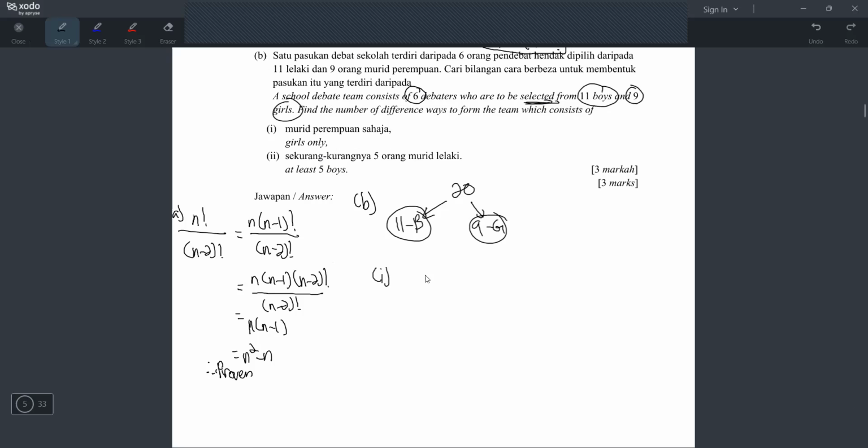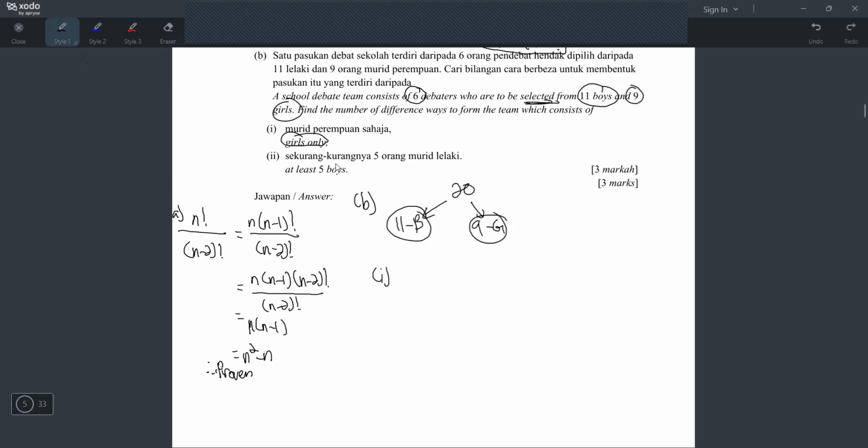Okay, if no condition, the answer will be 20C6. If no condition, because we are choosing 6 out of 20. What does it mean by no condition? No condition means all boys also can, all girls also can, half girls half boys also can, or 4 boys 2 girls also can, whatever, means no condition. Alright, mixed also can, all boys also can, no mixing also can, anything can. Right? That's what it means by no condition. But the question says girls only. So if they want girls only, it means I cannot take 20C6, right? I have to do it girls only.